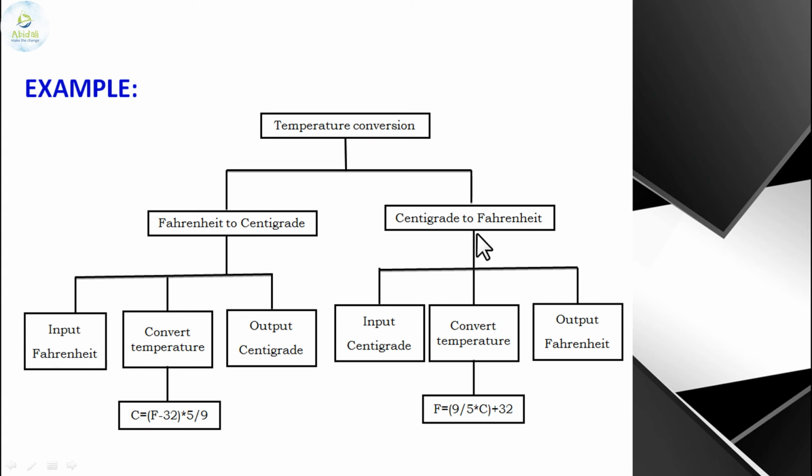So then in the centigrade to Fahrenheit, we will have the same cases: input, conversion and the output, where input is taken in the centigrade and temperature is converted into Fahrenheit. So the formula F is equal to 5 divided by 9 into C plus 32 is the formula. Then after the result is generated, or Fahrenheit is found, we will output the Fahrenheit.